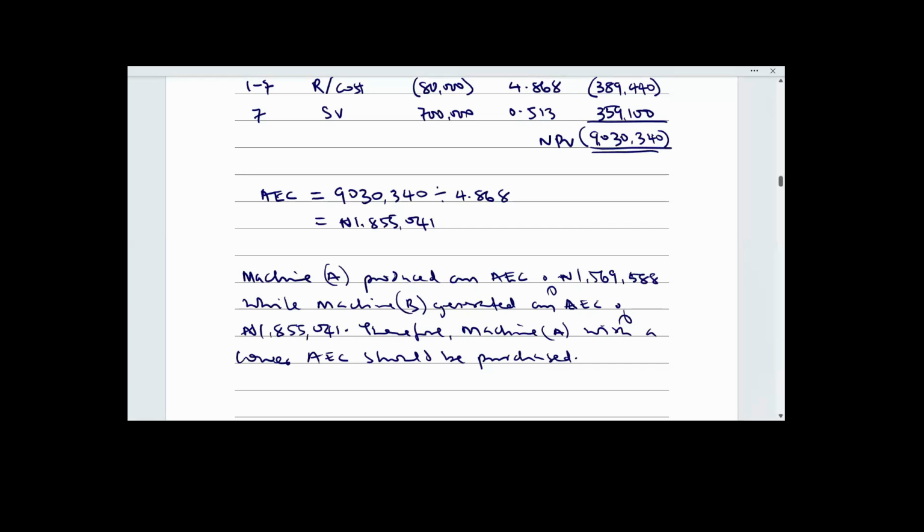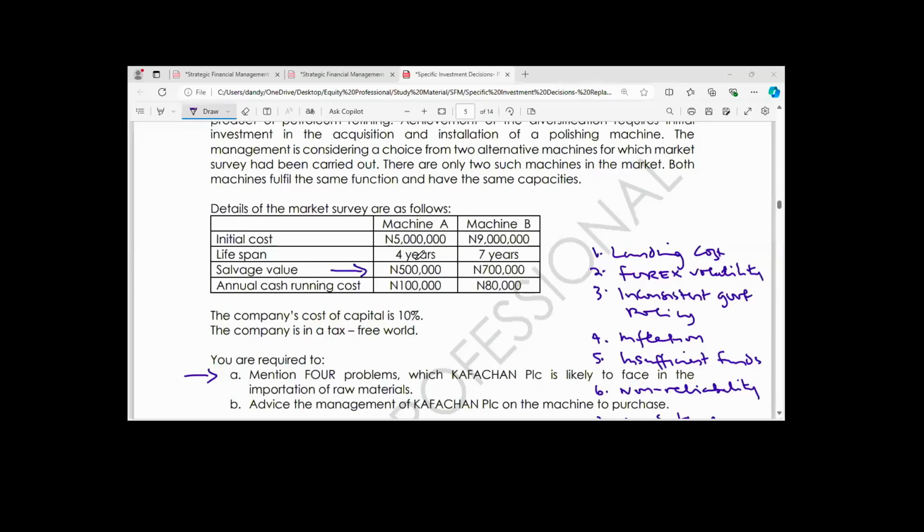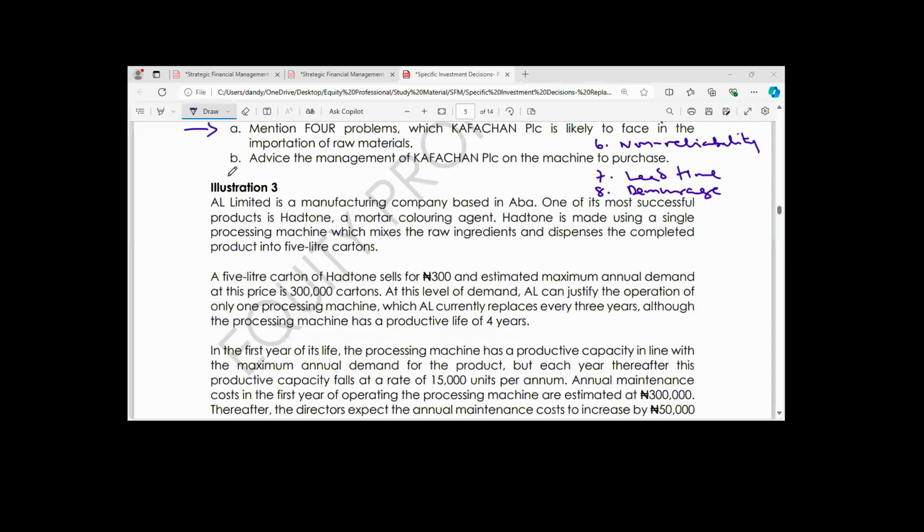So let's have one more illustration on this so that we can close the class. I want to stop sharing this and move to the next note, the next question. Somebody should read illustration number 3.